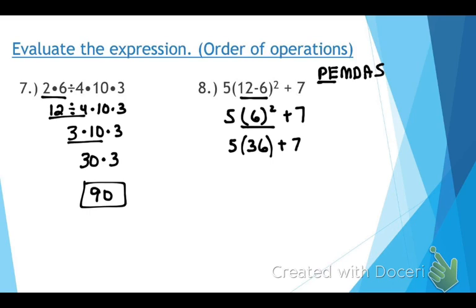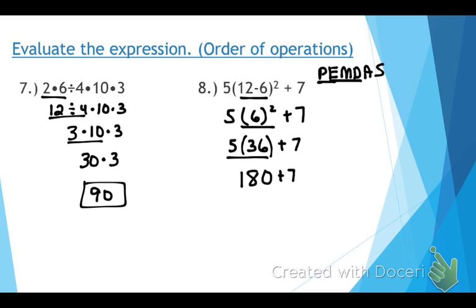So now as I'm looking at it, I don't have any exponents left. I am now at the one that says multiply and divide. Is there any multiply or divide that needs to be done? Yes. What do I need to do? 5 times 36. This is where a calculator comes in handy, so make sure you bring your calculator every day to class. What is 5 times 36? 180. Then bring down plus 7.